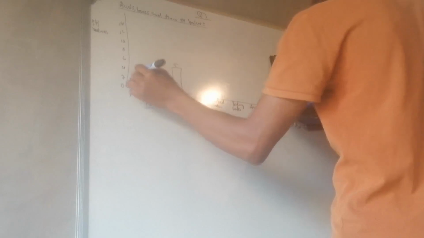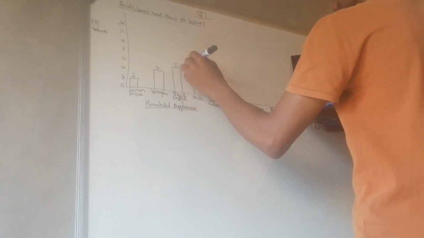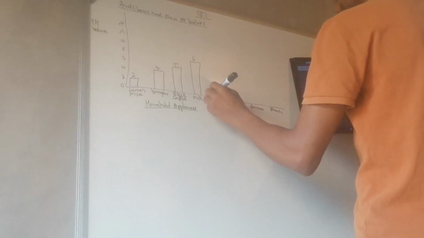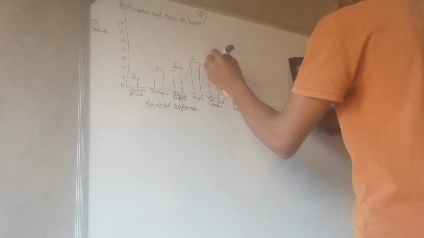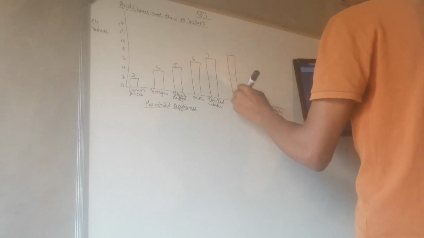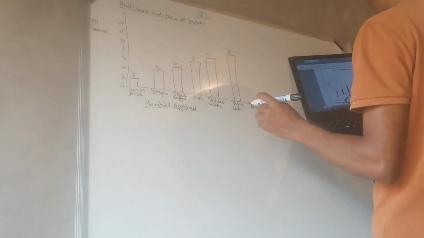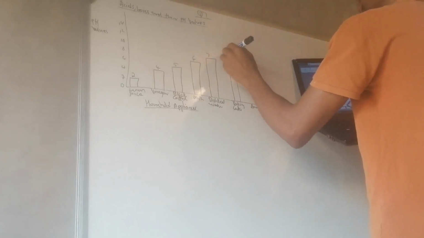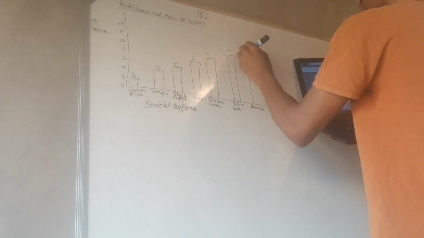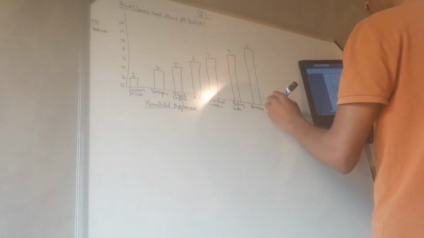So this is 5, 4, this is 2. The pH for milk is 6. The pH for distilled water is 7. The pH for baking soda is 8. And baking soda is 9. Ammonia is 11. And the bleach is 13.